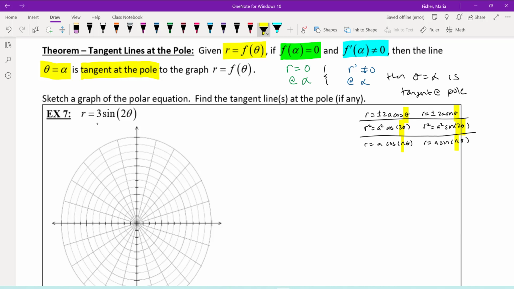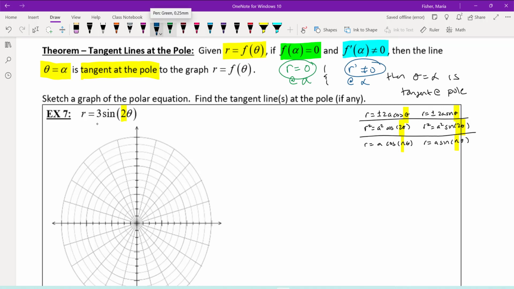For 7, it says to sketch the graph of the polar equation and then find the tangents at the pole, if any. Well, notice I have 2 in front of theta, so I know that I'm going to have 2 tangents at the pole here for my answer. I'm going to start by finding the tangents at the pole since we're talking about it, and then I'm going to graph this. So how do you find tangents at the pole? It has to be places where the function is equal to 0 and the derivative does not equal 0.